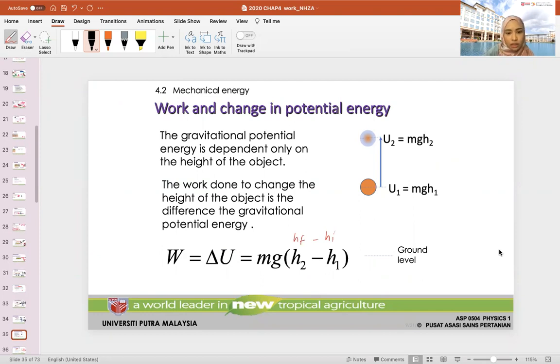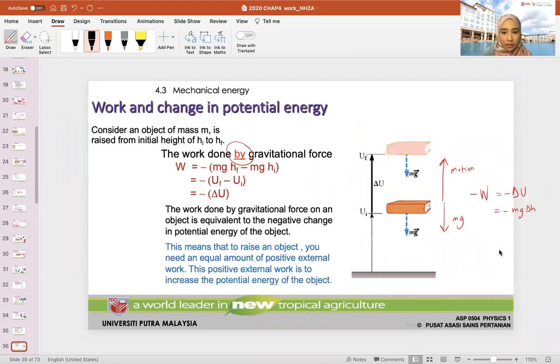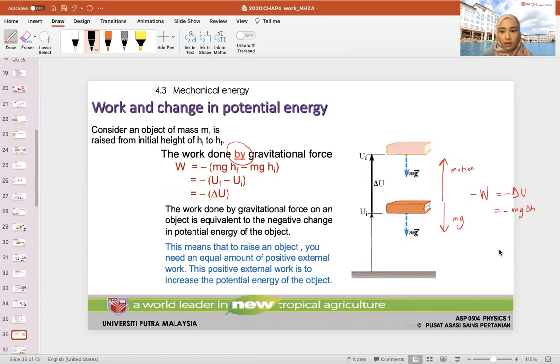The work done to change the height of the object is the difference in potential energy. Okay, so we know that. Work and change in potential energy. So we talked about U and KE.